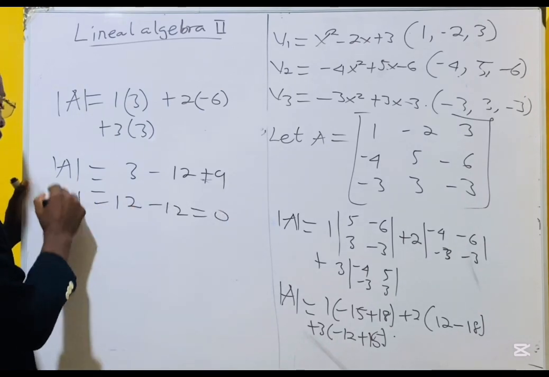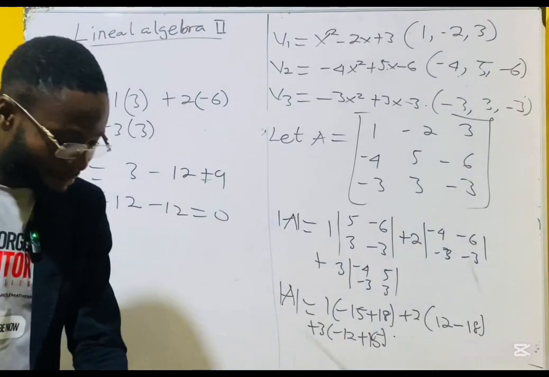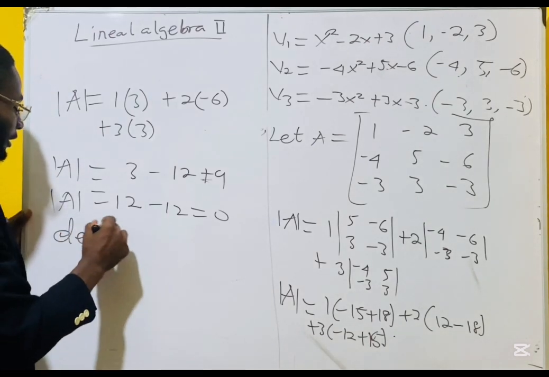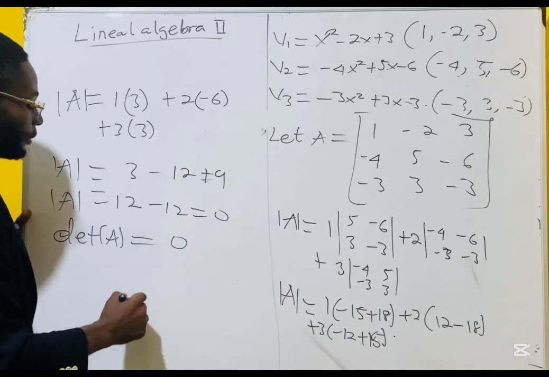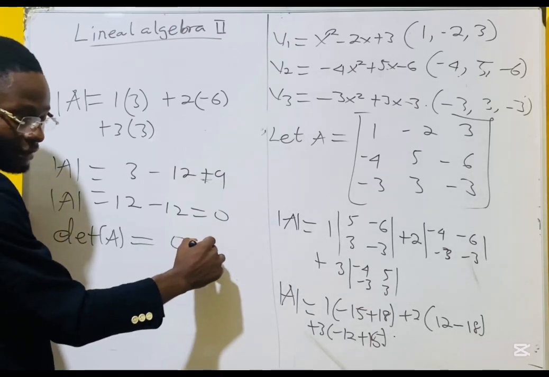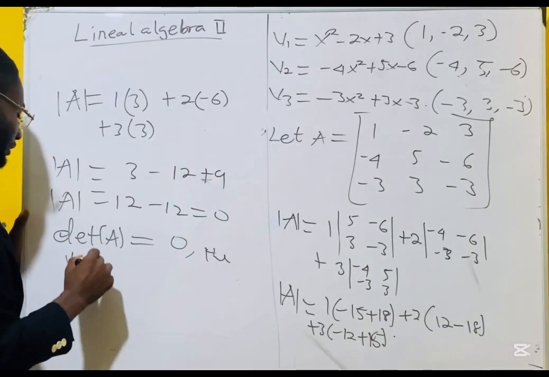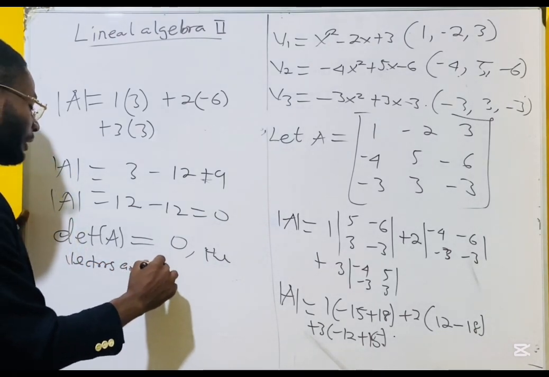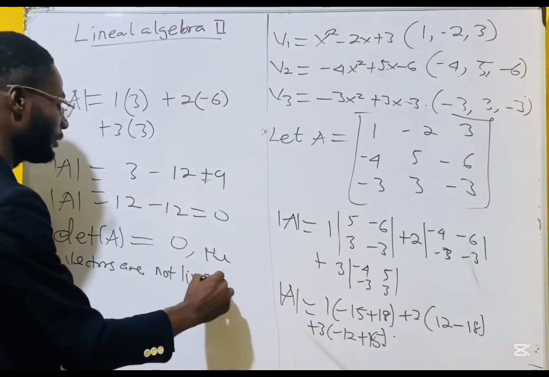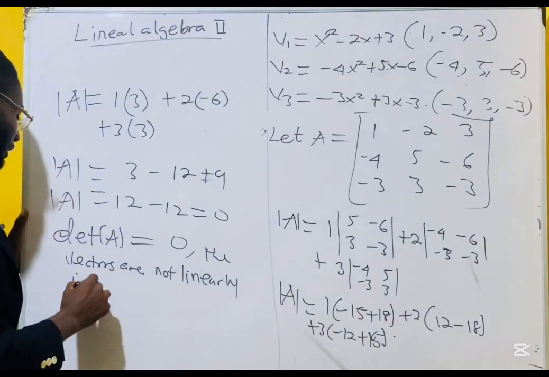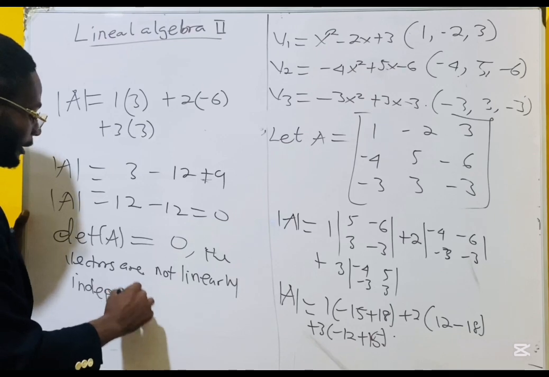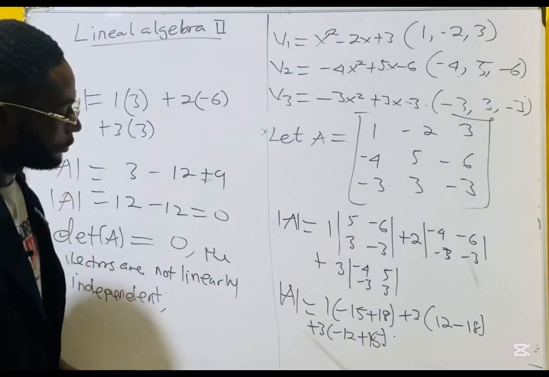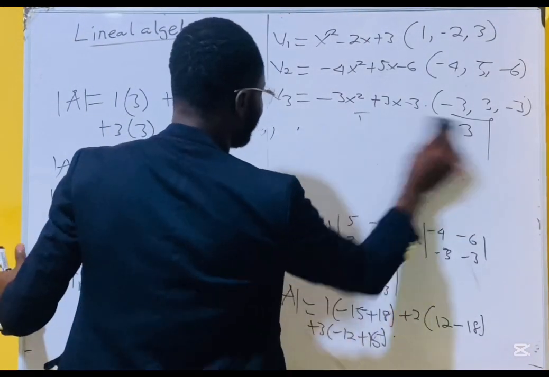0. So we can say that since the determinant of A is equal to 0, the vectors are not linearly independent. They are not linearly independent, right?